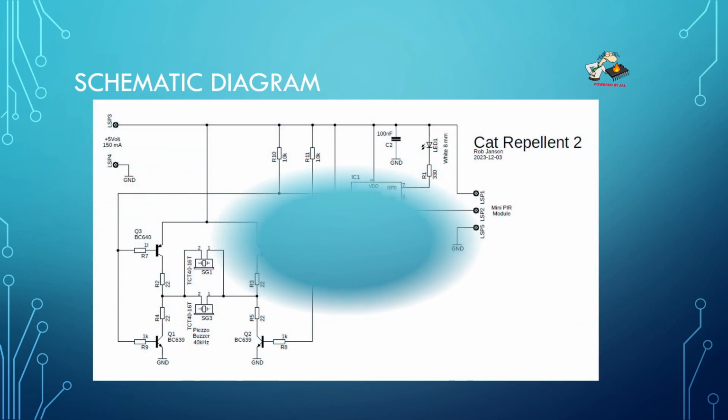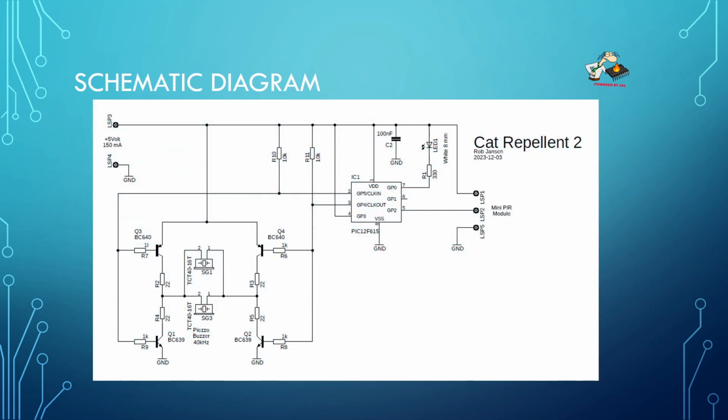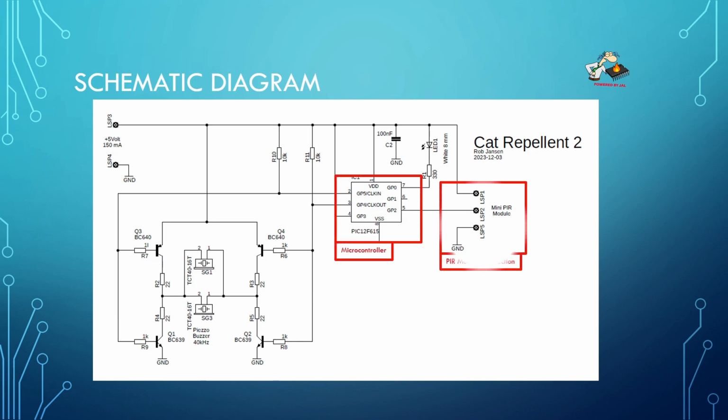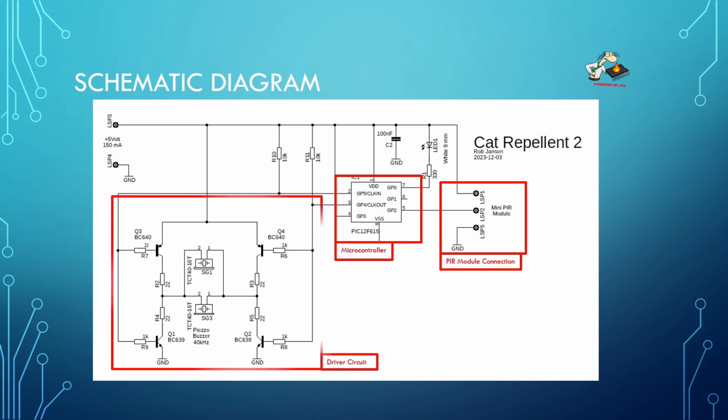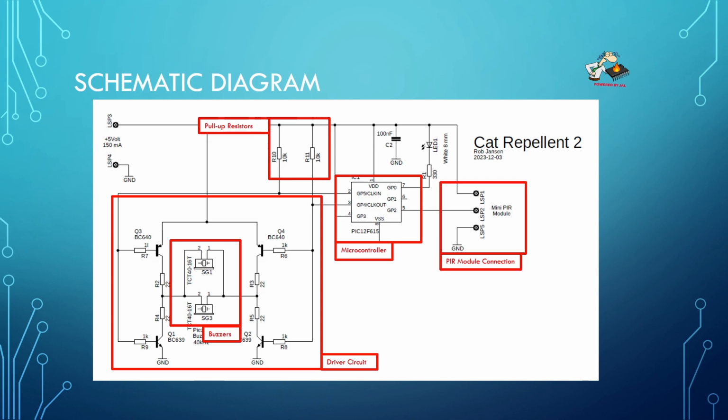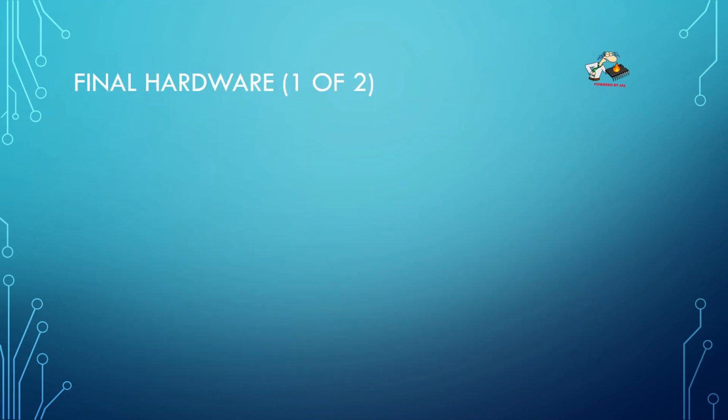The schematic diagram that I'm using looks as follows. So as you can see, there is the PIC microcontroller. I have this passive infrared module which is connected to the PIC. Then the driver circuit using the transistors and the piezo buzzers. And the pull-up resistors, which are important.